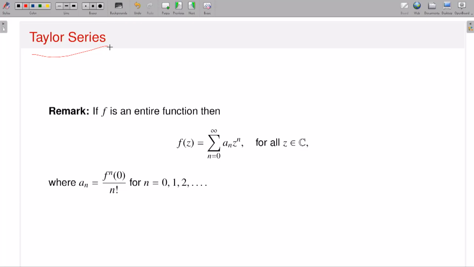So if f is an entire function, then I can have the power series expansion around the point 0. Therefore I can write my function f in terms of a power series, that is, the Taylor series, sum n from 0 to infinity of a_n z to the power n, where a_n is nothing but f^(n)(0) divided by factorial n.